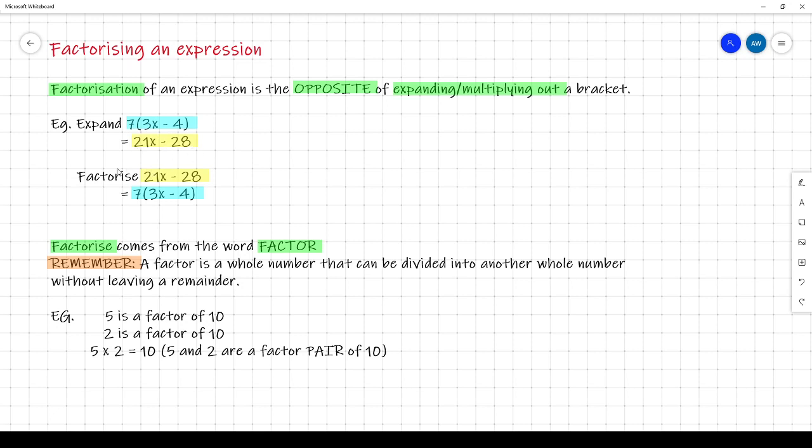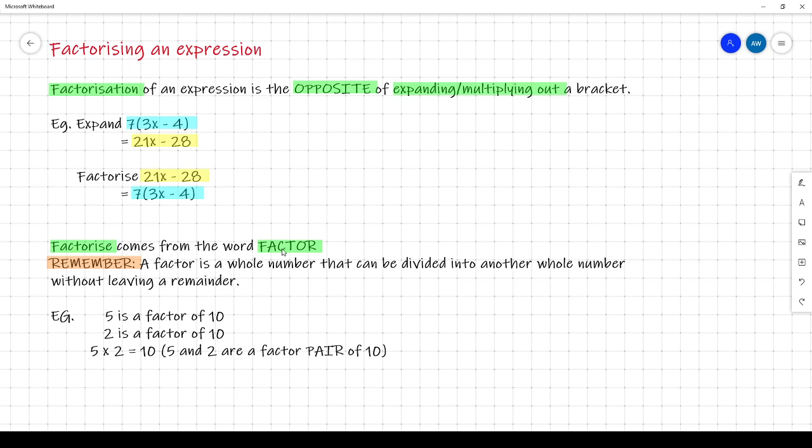Factorising then is the opposite. It's like being given the answer after you've expanded a bracket. So if I gave you 21x minus 28 and said factorise this, you would go back to the question that contained the bracket. So factorising 21x minus 28 is 7 bracket 3x minus 4.